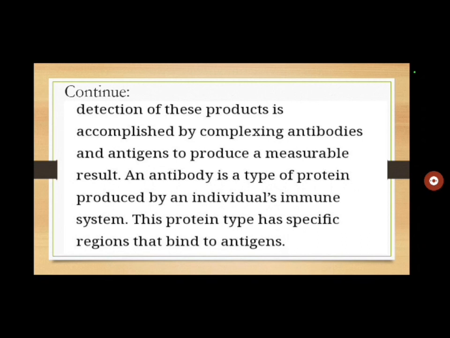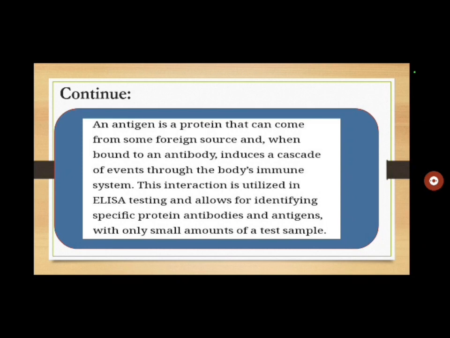An antibody is a type of protein produced by an individual's immune system. This protein type has specific regions that bind to antigen. An antigen is a protein that can come from a foreign source and when bound to an antibody induces a cascade of events through the body's immune system. This interaction is utilized in ELISA testing and allows for identifying specific proteins, antibodies and antigens with only a small amount of a test sample.